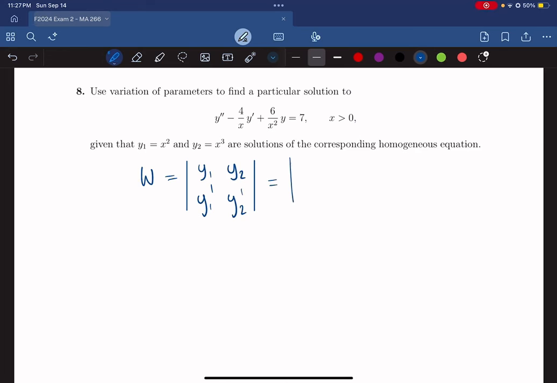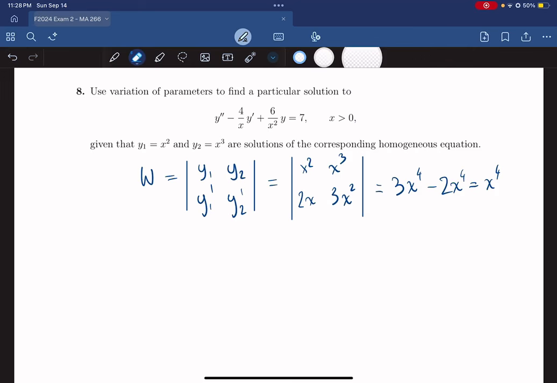So for us, our y1 is given as x squared, and then x cubed for y2, and then we're going to take the derivatives, and we're going to get the determinant. And we get x to the fourth. And so this x to the fourth is going to be important. So now we're going to find our u1 and u2. So the final thing we need is obviously the particular solution. And the equation of particular solution is u1 y1 plus u2 y2.